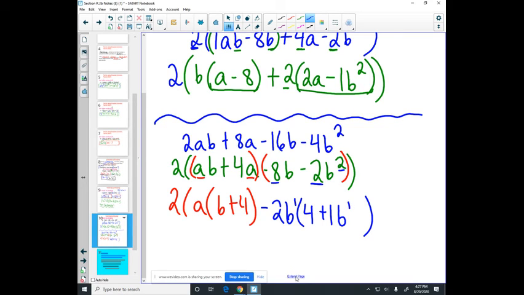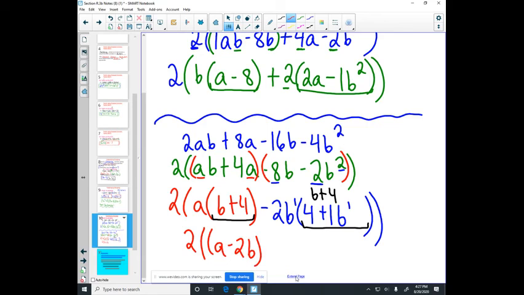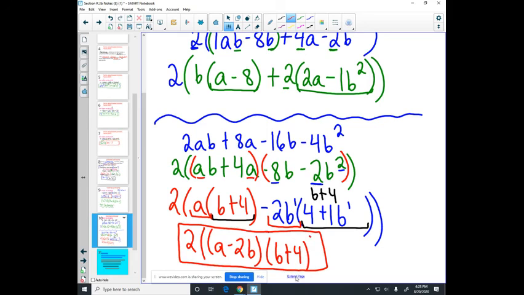Okay, and now we check and see if these look the same. This is b plus 4. This is 4 plus b, but remember that is the same thing because I can flip the order. And it's the same thing. So yes, they are the same. We can group them together. So bring down my 2 here. Then in goes a minus 2b. Remember, group the outsides together. And now I'm going to group that inside b plus 4. And that is our simplified polynomial.